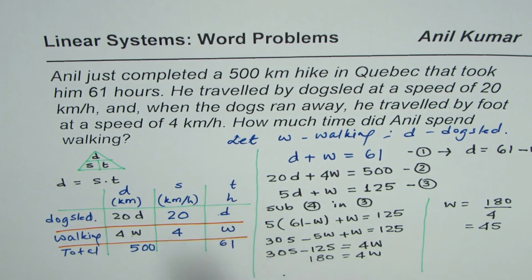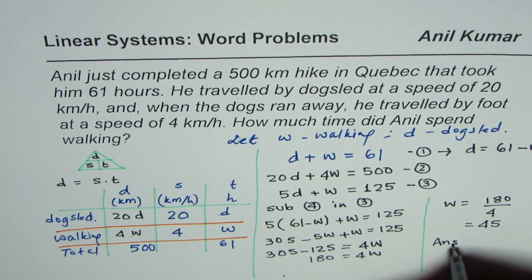So the time taken while walking is 45. The units are in hours. Therefore, the answer is 45 hours walking.